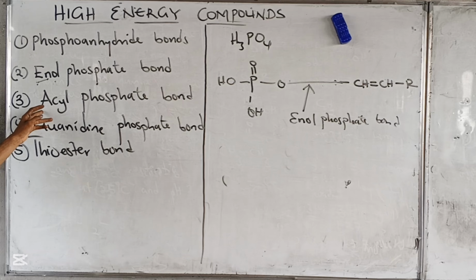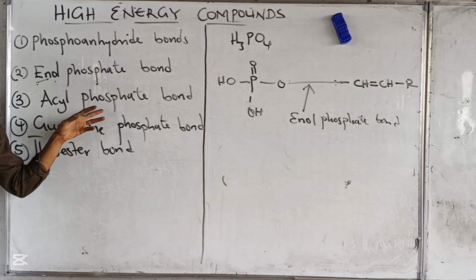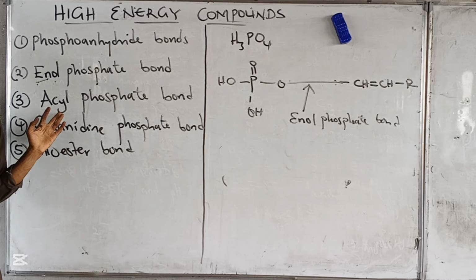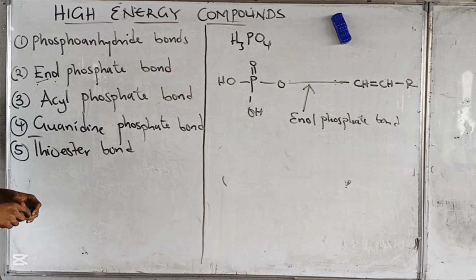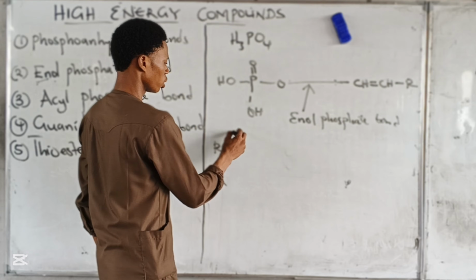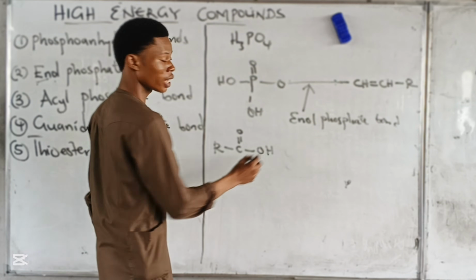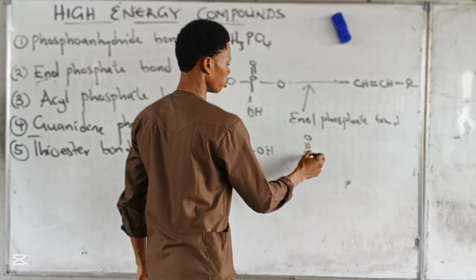The third one, very quickly, acyl phosphate bond. Acyl phosphate bond is formed between the phosphate group and what? The hydroxy group of a carboxylic acid. So if I have my carboxylic acid, this is the general formula of carboxylic acid, right? And I have my phosphate group, phosphoric acid.